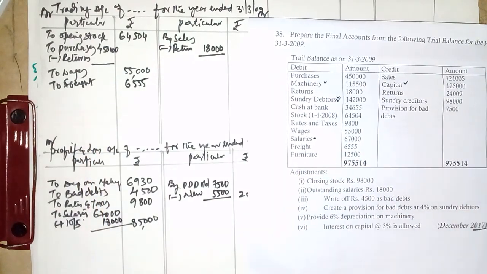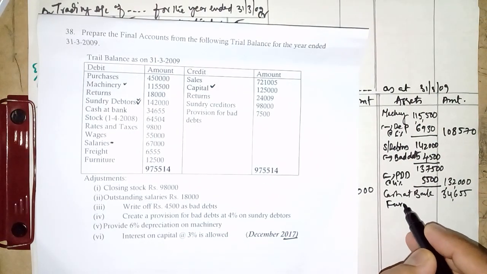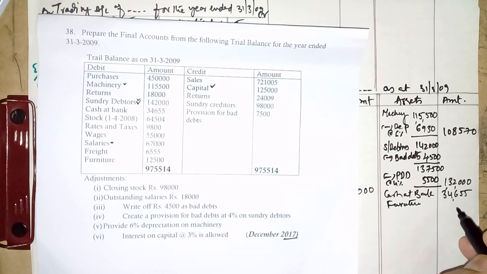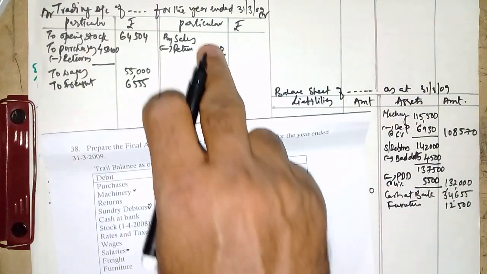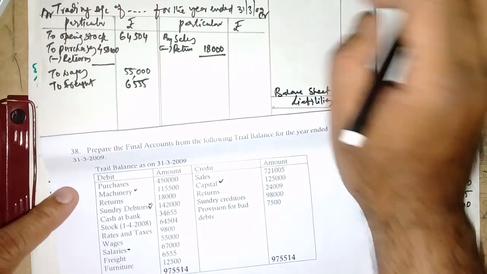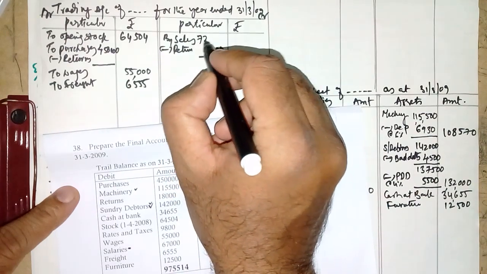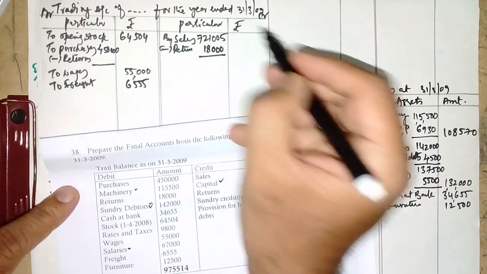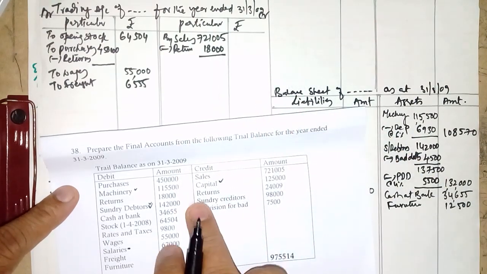Then furniture. Furniture is an asset, directly recorded on the asset side of the balance sheet. What is the value of furniture? 12,500. Now come to the liability. Sales. Sales we have already recorded here, so there itself we will directly write the value of sales, 7,21,005. Then sales is done.